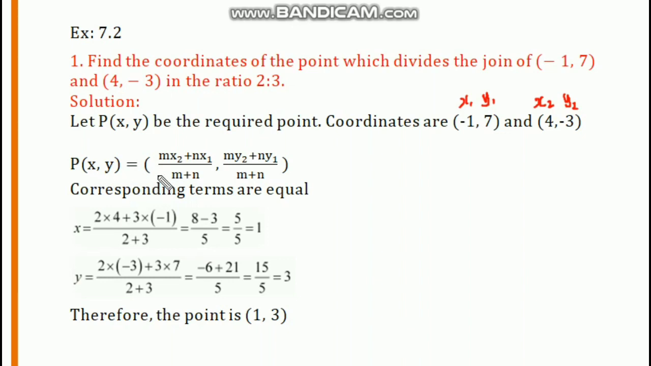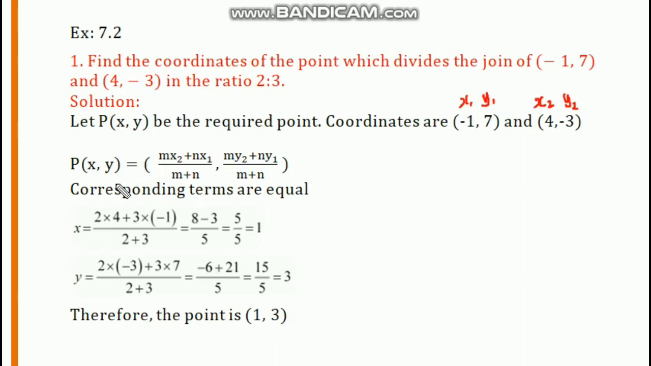So x is equal to, the corresponding terms are equal, (mx2 plus nx1) divided by (m plus n). Substitute the values: 2 into 4 plus 3 into minus 1, divided by 2 plus 3. So we get 5 divided by 5. So the answer is 1.